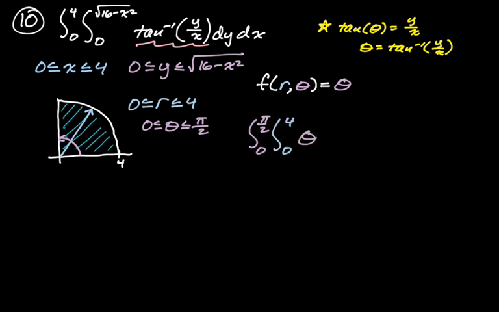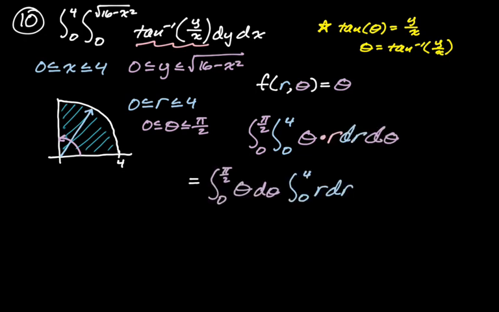Let's write this down. So 0 to pi over 2, 0 to 4, theta, then we pick up an r, dr d theta. We can split this, and so we should. Here, this one's interesting because you just get 1/2 theta squared from 0 to pi over 2, and then you get 1/2 of r squared from 0 to 4.